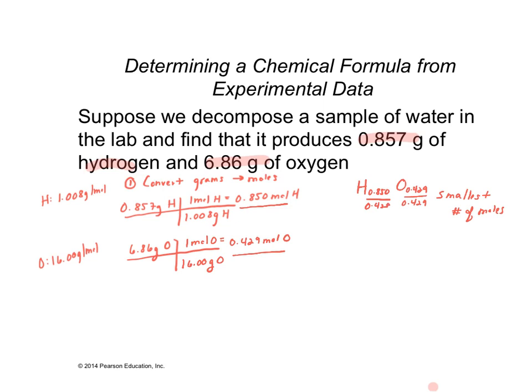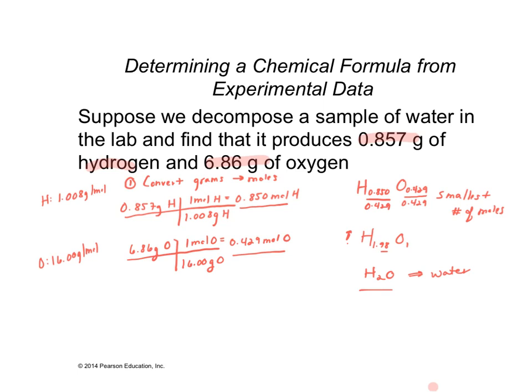0.429, and I am left with H 1.98 and then O reduces down to 1, okay? So when you're left with something like this, which is within 0.5 of an actual whole number value, then we can go ahead and round up to H2O, which is our trusty, familiar water, okay?